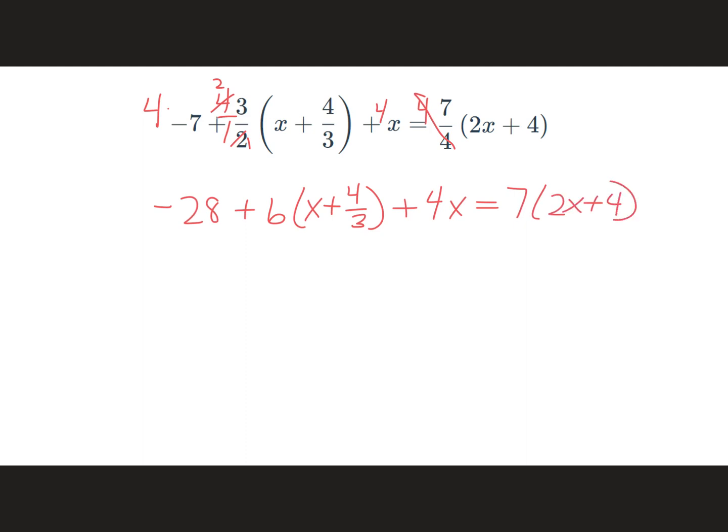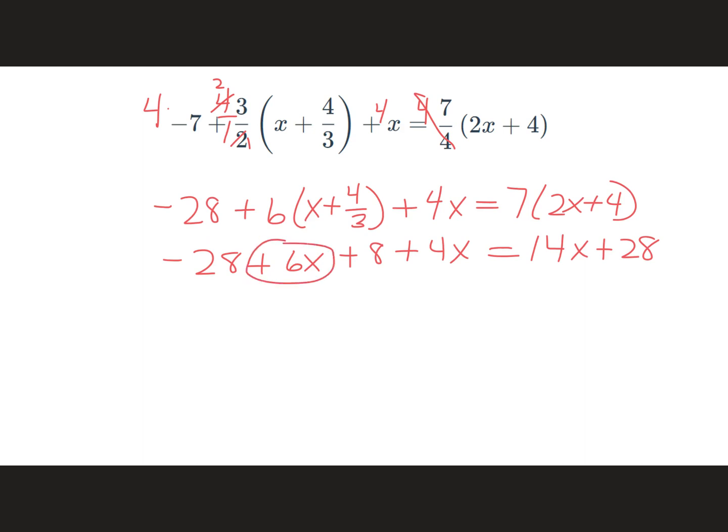All right, here we go. -28 plus, let's distribute, 6 times x is 6x. Next one, 6 times 4 is 24, divided by 3 is an 8, plus 4x equals 14x plus 28. Oh, look at this. No fractions. Are you feeling good? Don't forget, now's the time to start combining like terms. So I have 10x, it looks like -20, equals 14x plus 28. Get rid of your 10x.